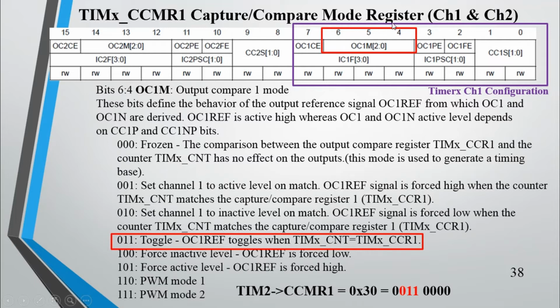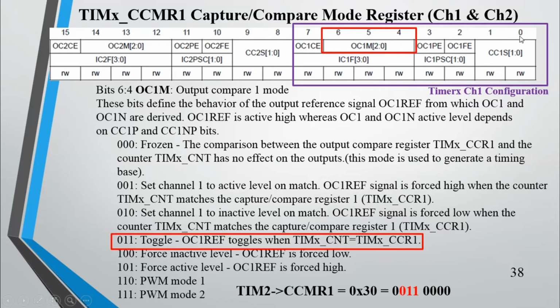For almost all the timers, there are two capture compare mode registers, that is CCMR1 and CCMR2. CCMR1 is used for configuring channel 1 and channel 2 for almost all the timers, and CCMR2 is used for configuring channel 3 and channel 4 of whichever timer has 4 channels. So now I am going to configure channel 1, so I need to select the register CCMR1.